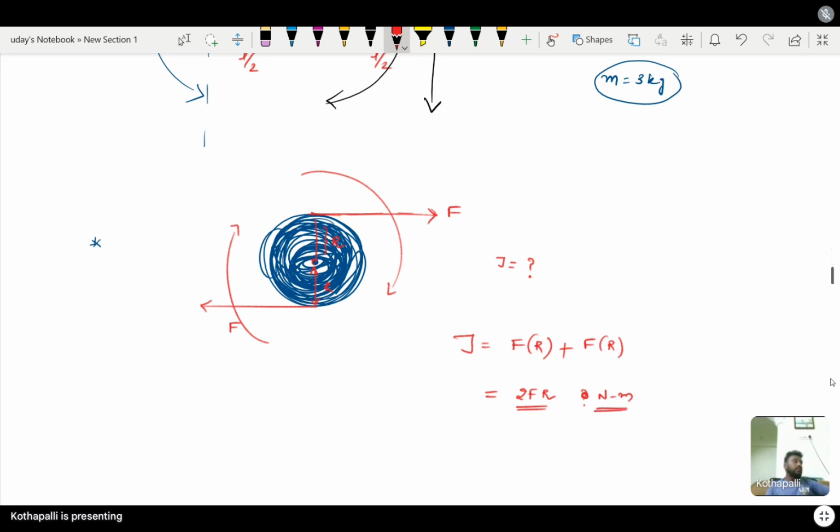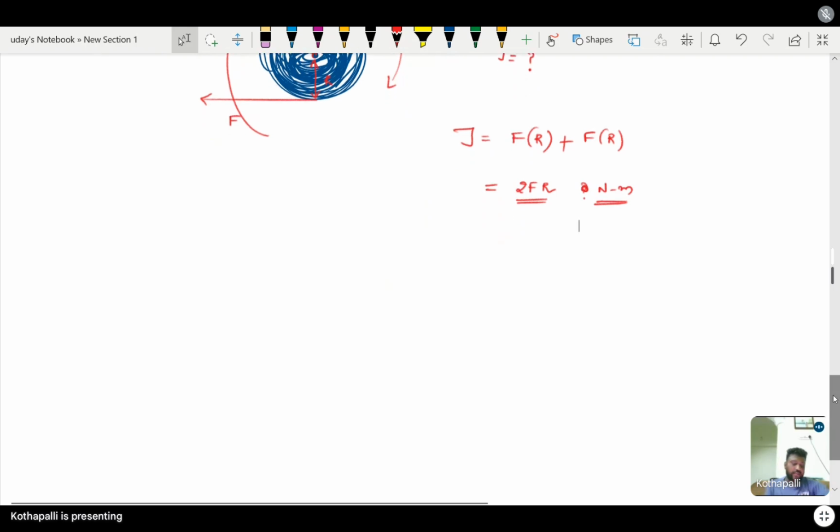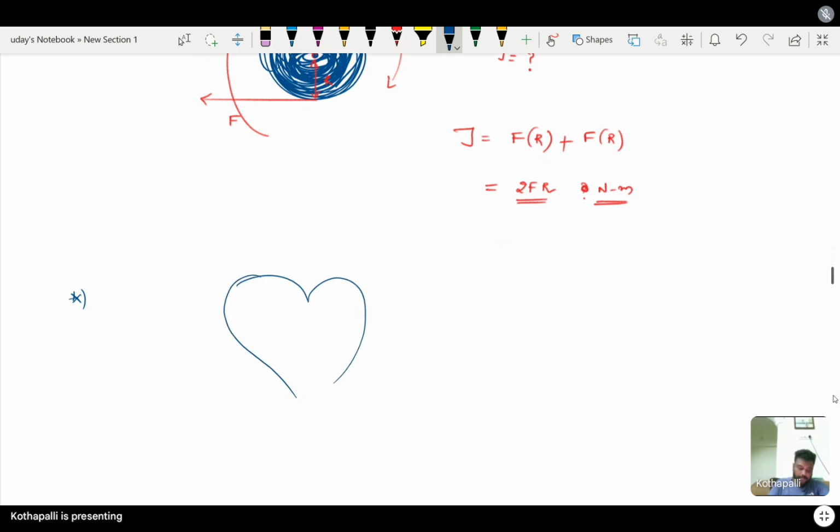Understand? One more question. You can see this question in H.C. Verma book, H.C. Verma rotational mechanics. This model question is there. Very nice question, and a heart symbol will be there. This one is an H.C. Verma question.